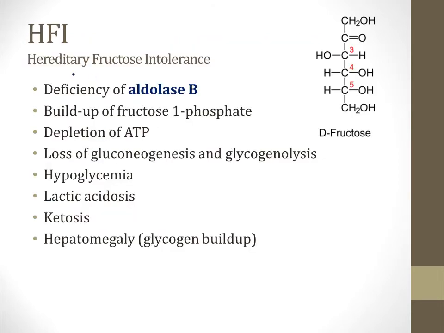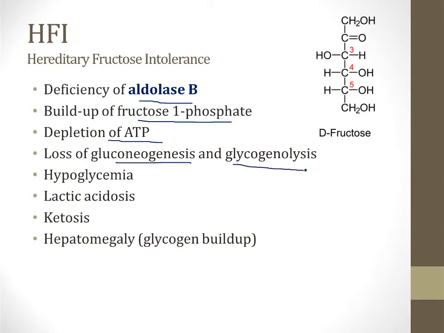Now let's talk about hereditary fructose intolerance. This disorder I discuss in greater detail in the video on galactose and fructose, but by way of review, in this disorder there is a deficiency of the enzyme aldolase B. This leads to buildup of fructose 1-phosphate, and because fructose 1-phosphate contains phosphate, it will deplete ATP in liver cells. This will shut down gluconeogenesis and glycogenolysis.